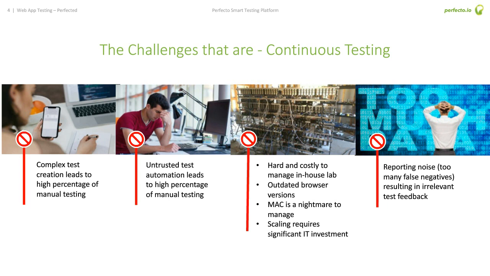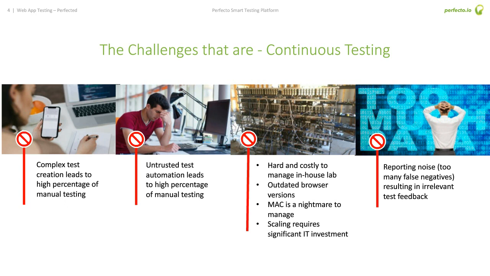But looking at some of the bullet points on this slide, it's really the creation of the test, being able to trust that the test automation is doing what we think it's doing, maintenance of the lab itself, and actually being able to get some analytics. So these are the four pillars of what Perfecto believes helps drive continuous testing.